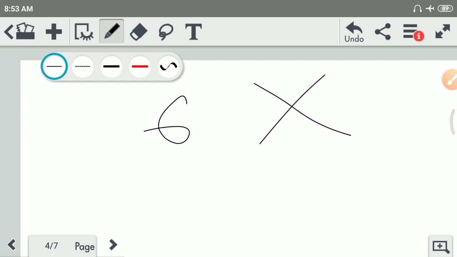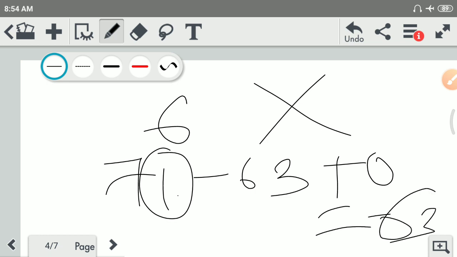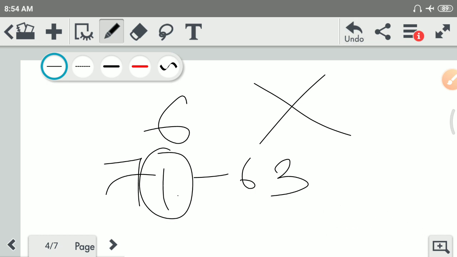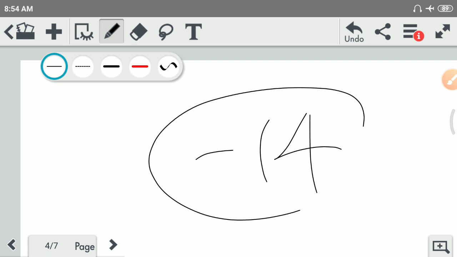Okay, now question number 7. Fill in the blanks. What number should we add to minus 63 so that it will come minus 63? When you add 0, then only you will get minus 63. Yes or no? Yes. Then the second one: 14 plus blank is equal to 0. What should we add with 14 so that it will come 0? Minus 14.